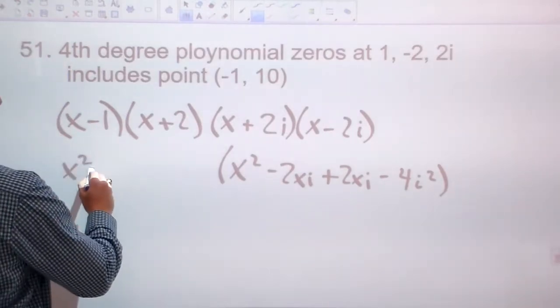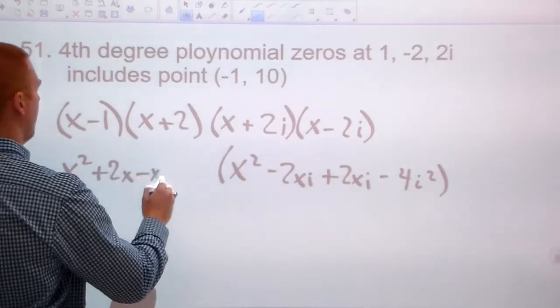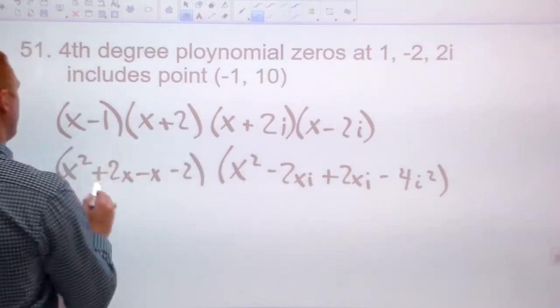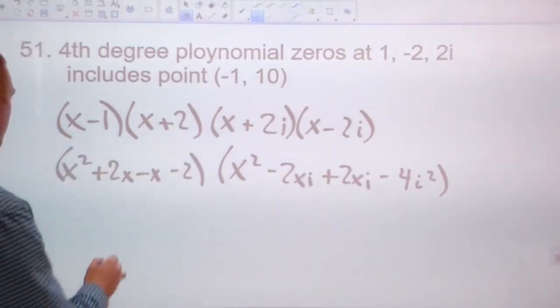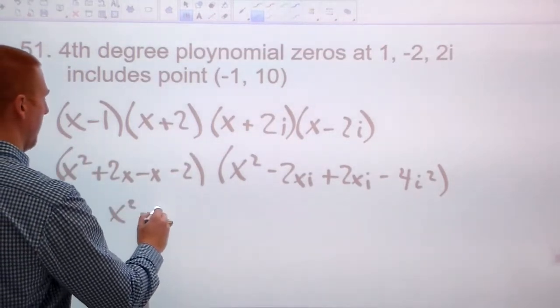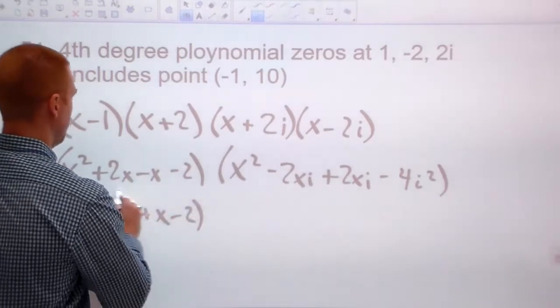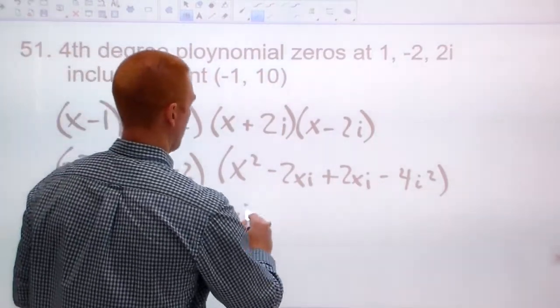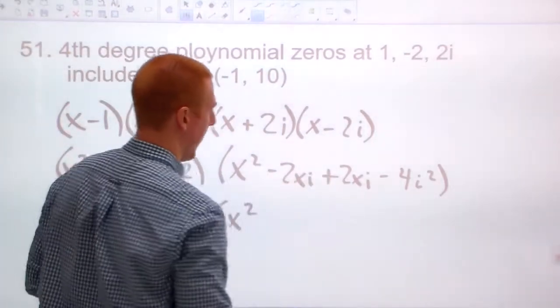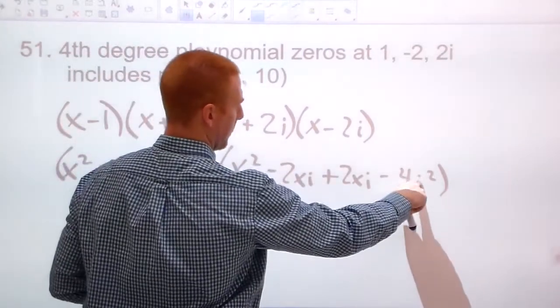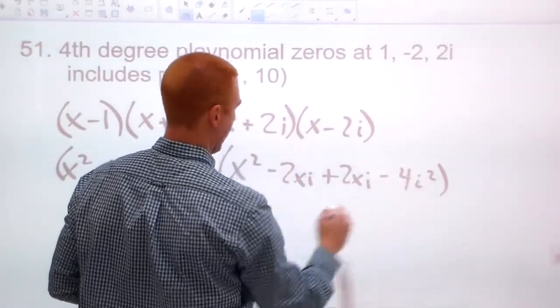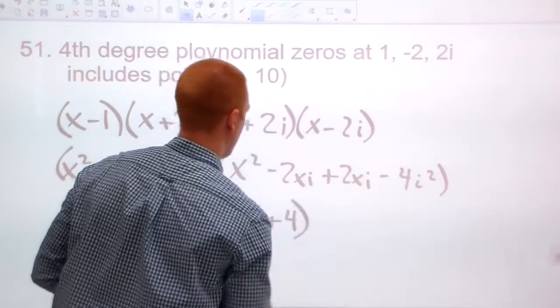So x squared plus 2x minus x minus 2. And I'll simplify on the next step. So x squared plus x minus 2. This will be x squared. These will add to 0. And i squared is really -1, so -4 times -1 is plus 4.